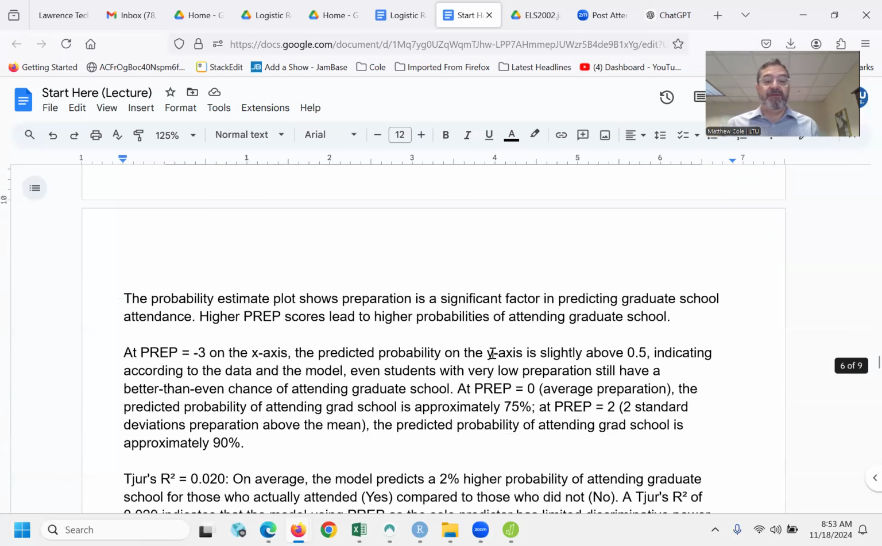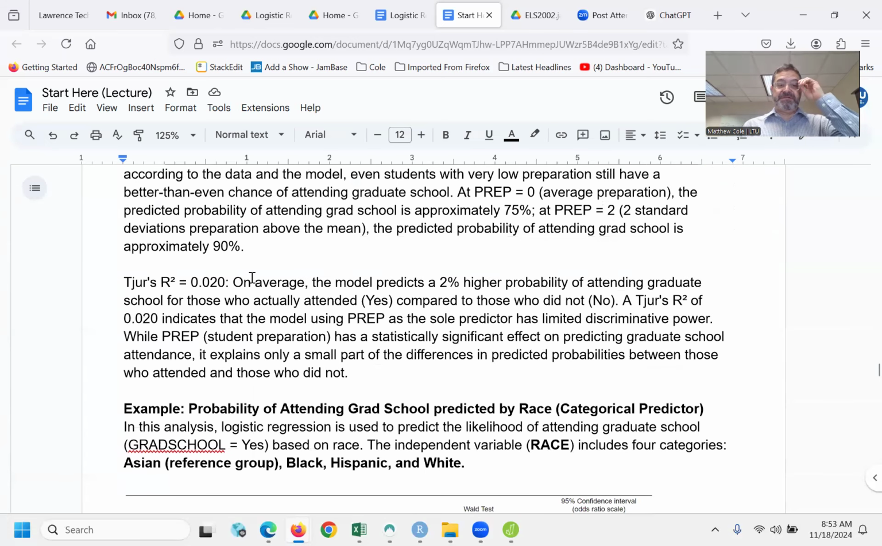All right. And then the teaser, what was the teaser here? It was 0.02, so it's about 2%. So what does that mean? On average, the model predicts a 2% higher probability of attending graduate school for those who actually attended compared to those who did not. And the teaser indicates that the model using PrEP as the sole predictor, because it was the only one we put in the model, has limited what they call discriminative power or predictive power. While PrEP is a statistically significant predictor of graduate school attendance, it explains only a small part of the difference.